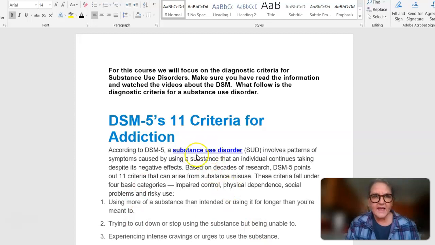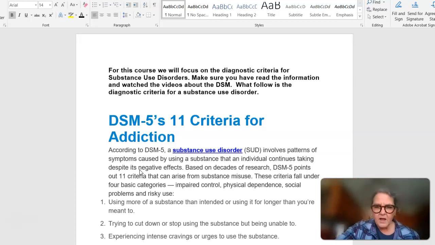With that said, the terminology that we use has changed over the years. We used to talk about addiction and dependence. The appropriate term now for a person who suffers with addiction or dependence is substance use disorder. Substance use disorder covers all substances, so make sure that you use the appropriate terminology.